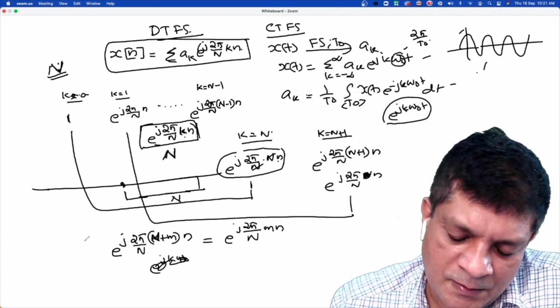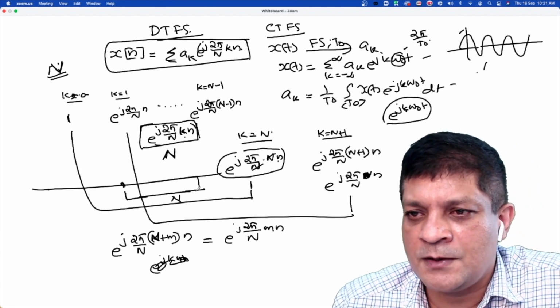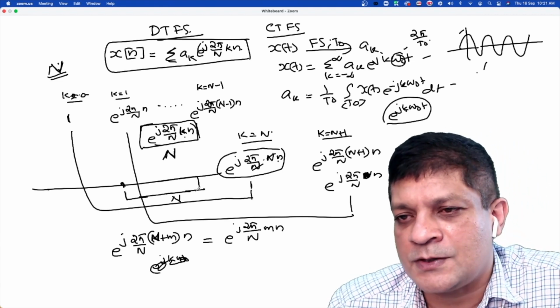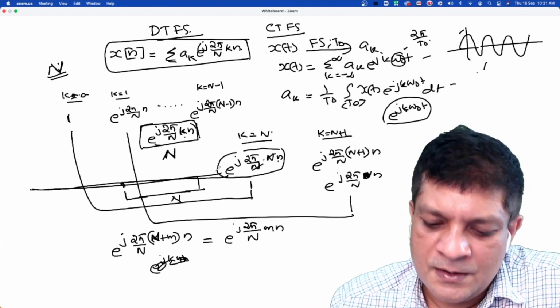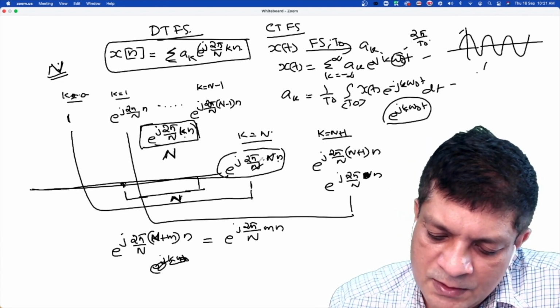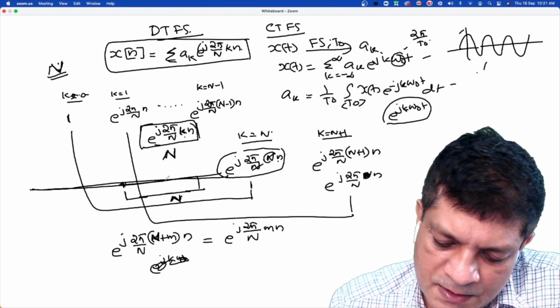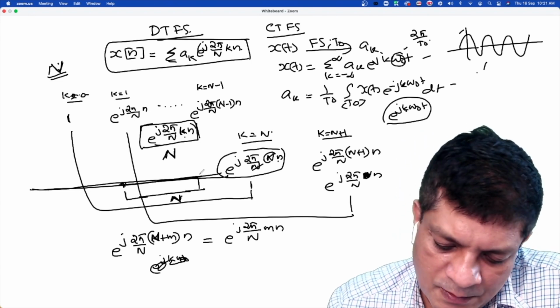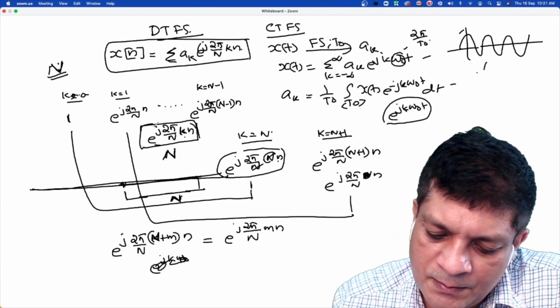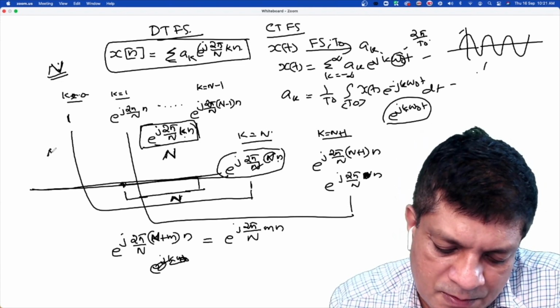So if we understand these two properties, then you can easily understand the Fourier series representation. If you consider any N successive values of this k, these harmonics will be distinct, and there is a periodicity. These discrete time complex exponentials are periodic with period N.